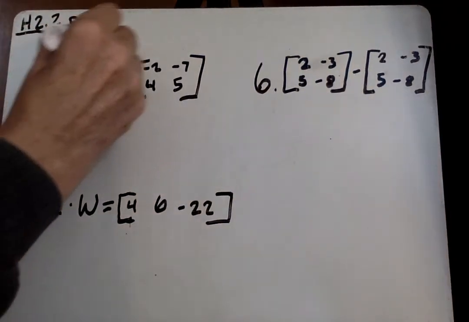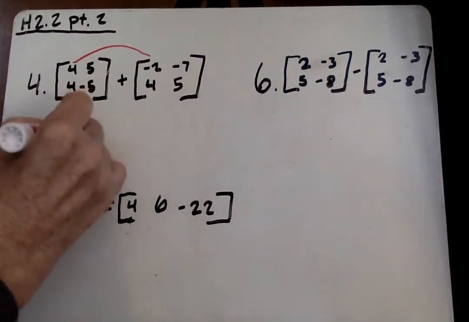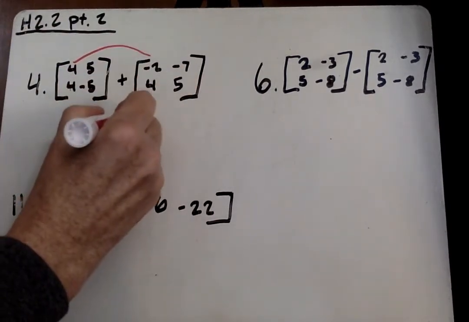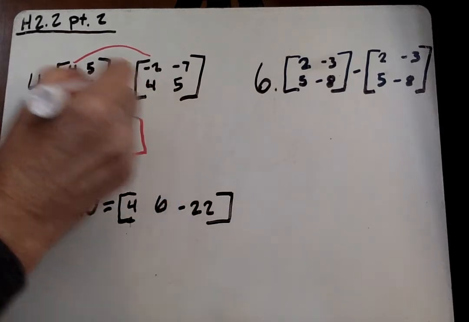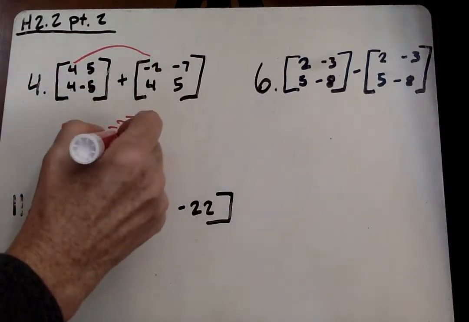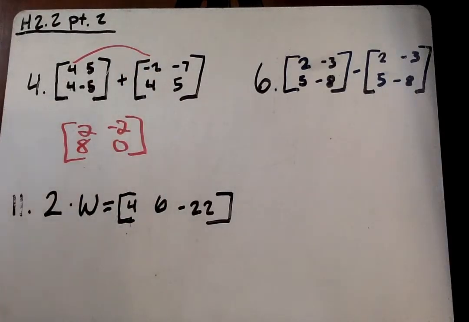Okay, so number 4. We say 4 plus -2 is 2. 5 plus -7, -2. 4 plus 4 is 8. And -5 plus 5 is 0. So there's your answer.